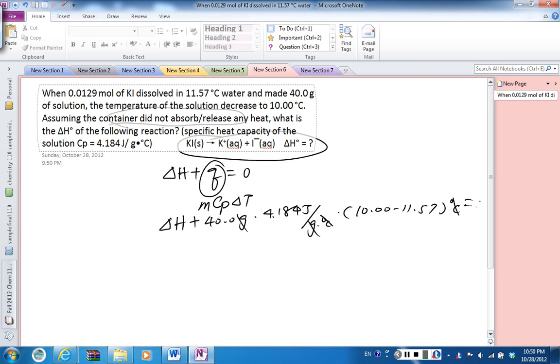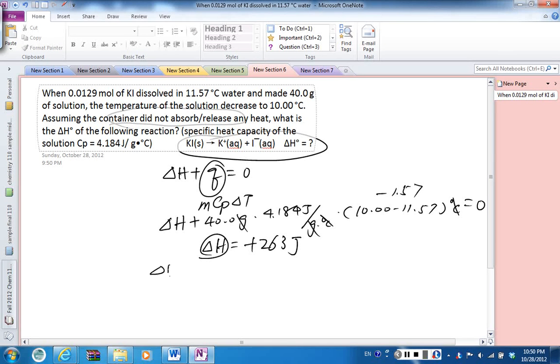would equal 0. Notice that you will have a negative 1.57 degrees Celsius temperature change, which means that your solution is actually losing heat, which makes your reaction absorbing heat, which makes your reaction an endothermic reaction, which has a positive sign for delta H. So the calculation gave you your delta H here equal to a positive 263 joules.